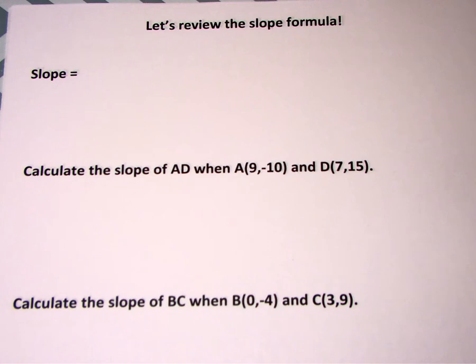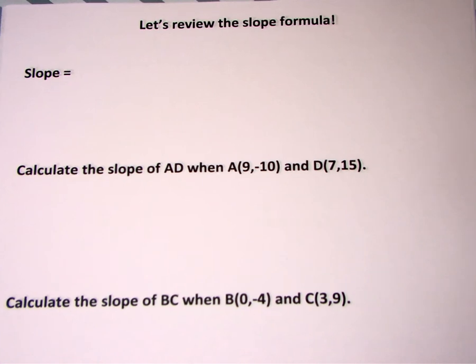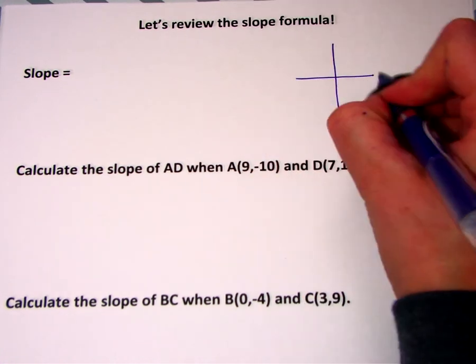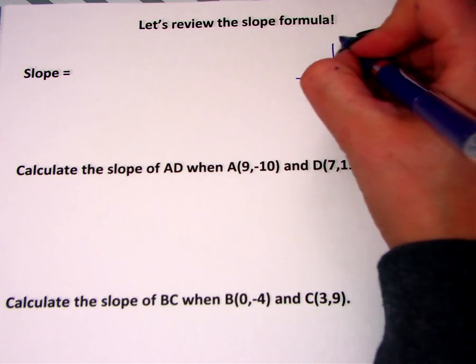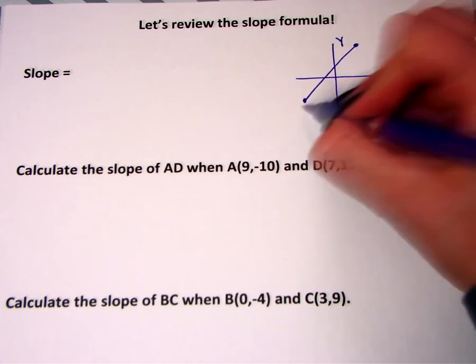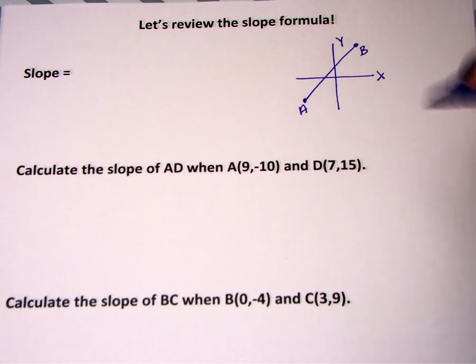In this tutorial video, we're going to be practicing the slope formula in preparation for how to partition a segment. So the slope formula. Let's first talk about just what slope is in general. So I'm going to sketch a little XY coordinate plane. X is horizontal, Y is vertical. And I'm going to sketch just a segment, segment AB.